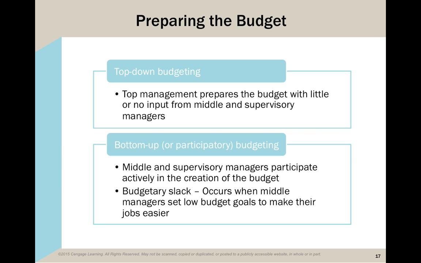So top-down budgeting, there's a couple of different ways to budget. So top-down is where upper management or the board of directors prepare a budget, and they very seldom ask for input from middle management or from supervisory managers, and they then share that information or those budgets with those managers and supervisors without their input.